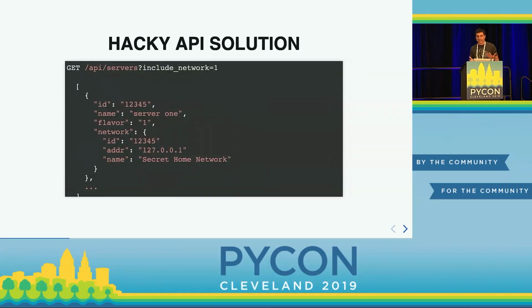Well, we could do a hacky API solution, which would add a query parameter for include network and sprinkle in the network. And this might work if you own the APIs, but if you don't, or if there are 2 separate teams, or there's different data sources for these, like a different database or different system altogether, it might not be possible to do this.